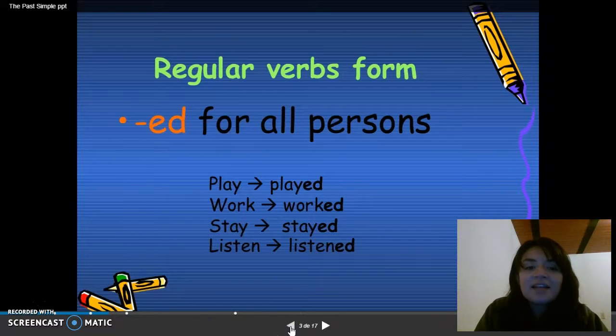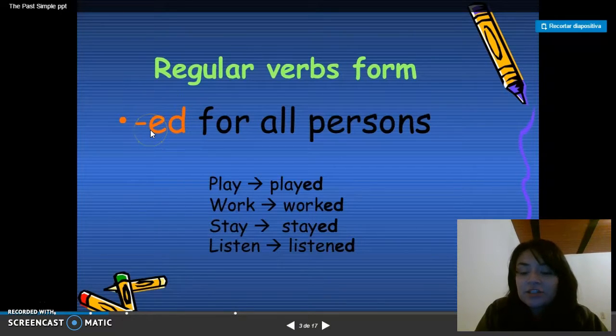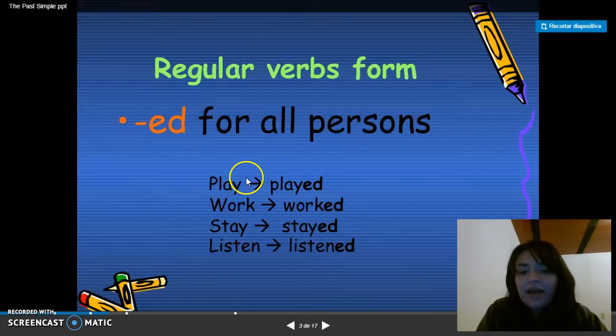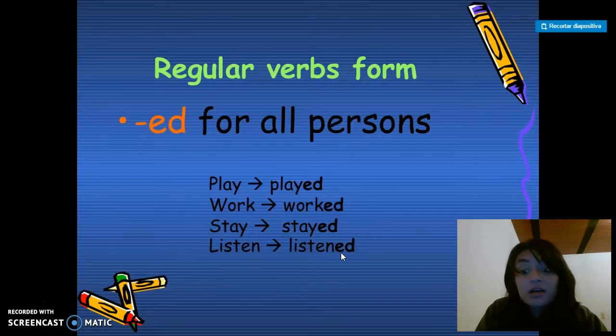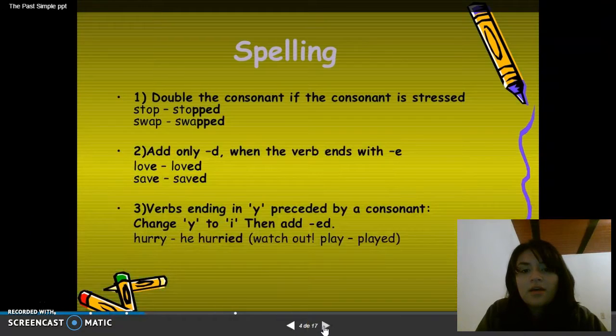Regular verbs in the past are formed with this ed at the end of the verb. And all you have to do is add ed at the end. For example, we have play, played, work, worked, stay, stayed, listen, listened. Notice that I'm not saying listen-ed, I'm saying listened. It sounds like a T, okay? So when you want to recognize these verbs, you start by this part, the ed at the end, okay?